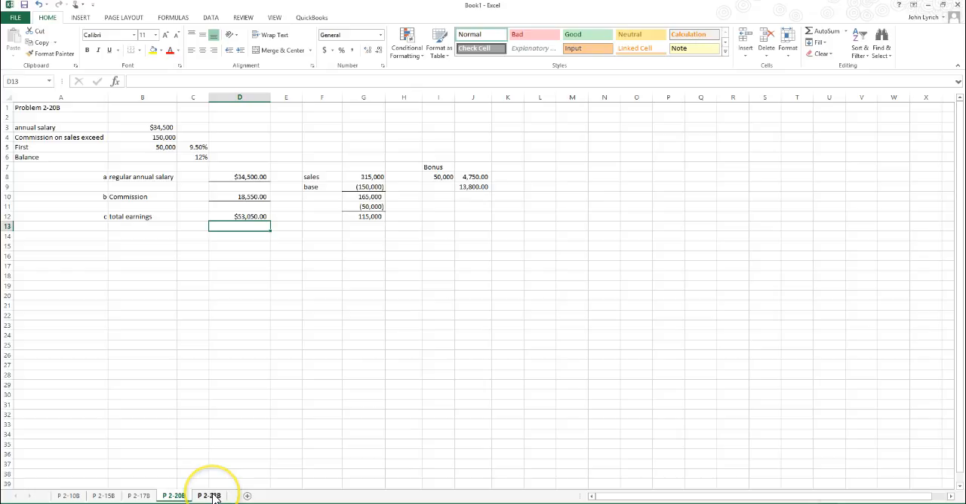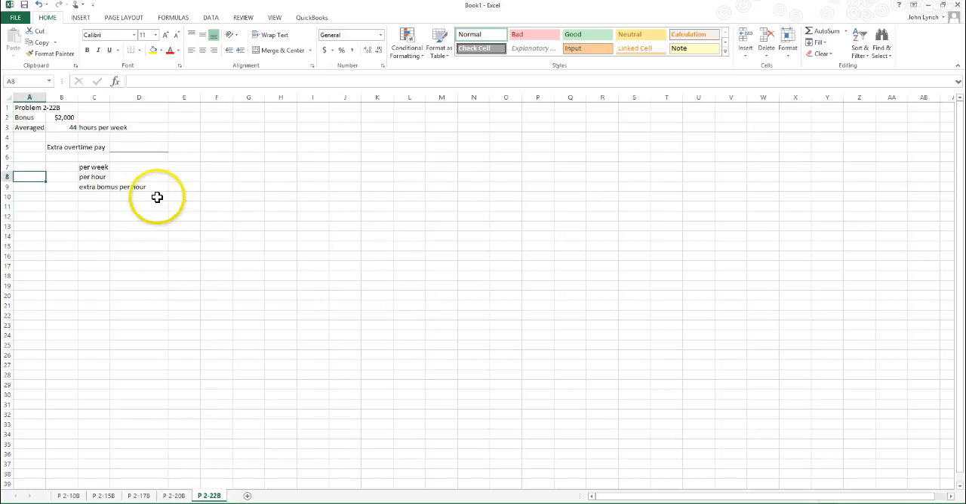Okay. The last problem we have that we're going to do is for the Connie on 2-22B. She got a bonus of $2,000 for her department's safety record. This is for the department. And during the year, Gibbs worked an average of 44 hours a week. We want the extra pay for Gibbs. She don't get the $2,000. She gets the $2,000 for the department is what they have. So we have to find out what the bonus is in the hourly rate.